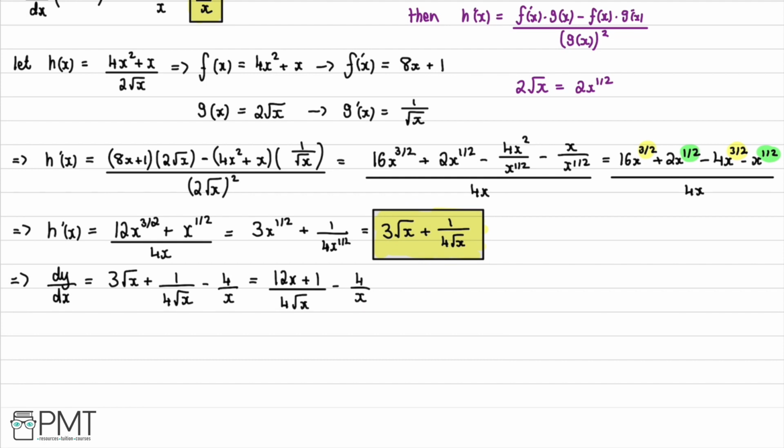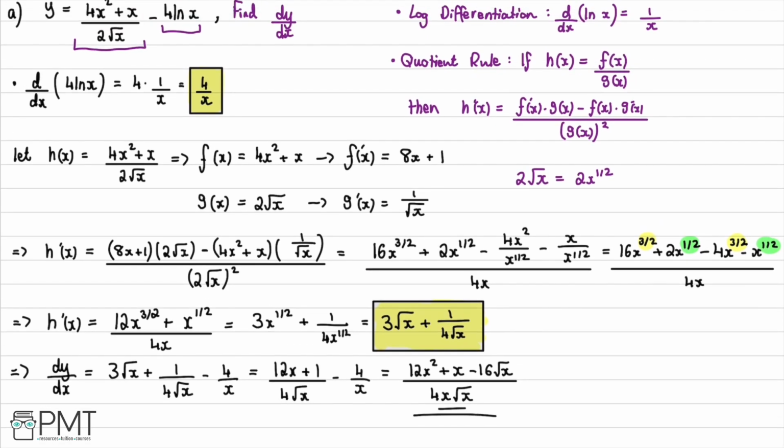And then once again, we can just use the kiss and smile technique again. So we have x multiplied by 12x plus 1. So that's going to be 12x squared plus x. And then our other side, we're going to have negative 4 multiplied by 4 root x. So that's going to be negative 16 root x. And then our denominator, what's it going to be? So it's going to be the two denominators multiplied together, which is going to be 4 lots of x multiplied by root x.